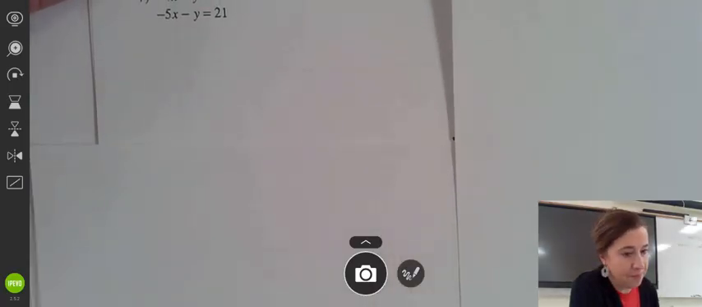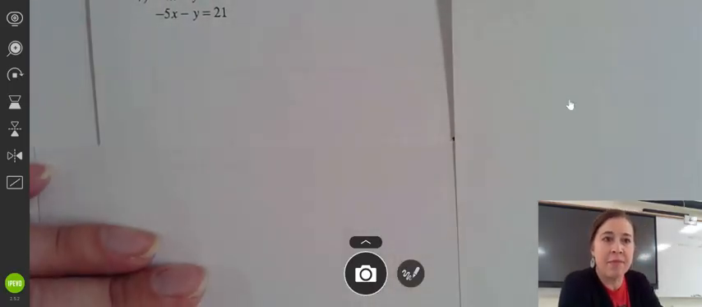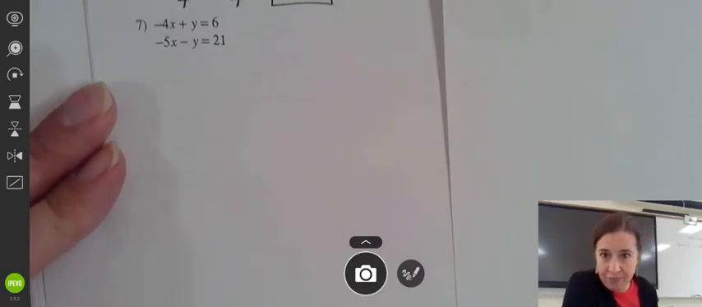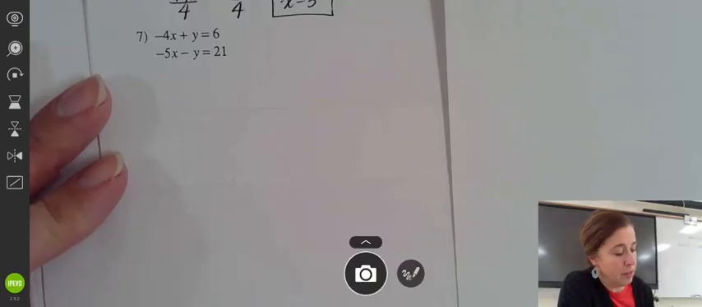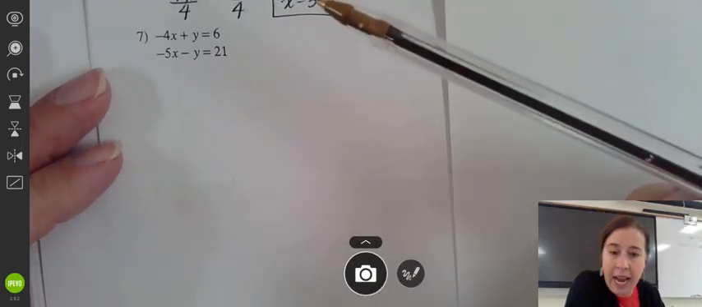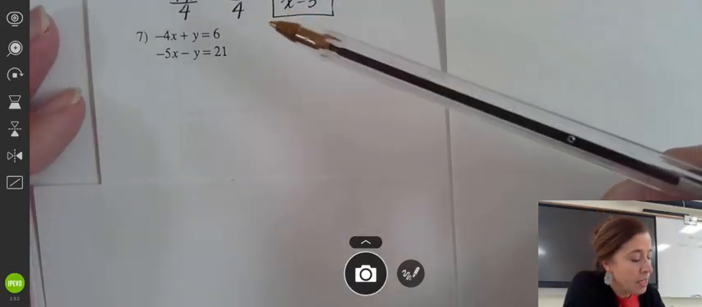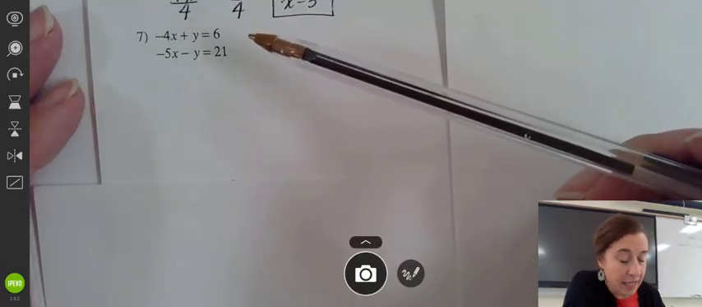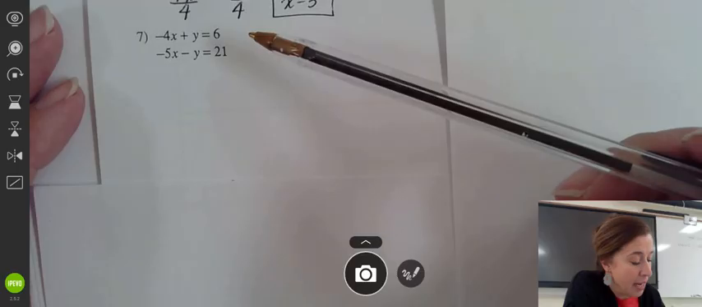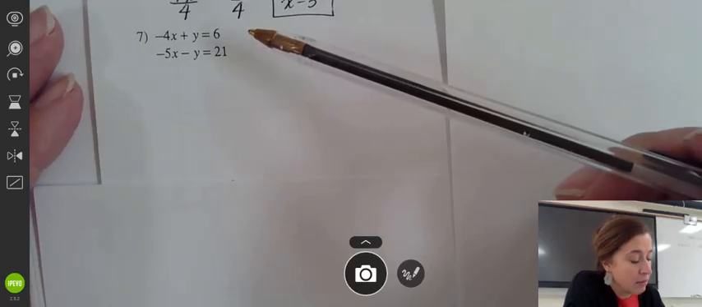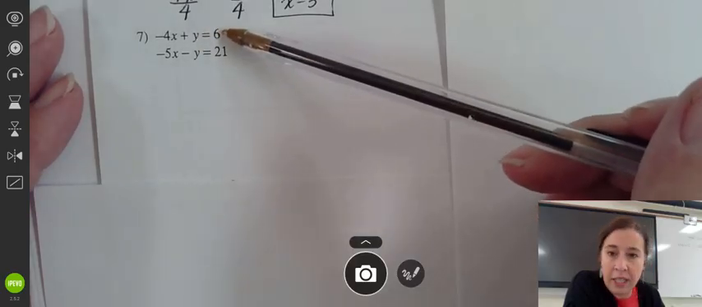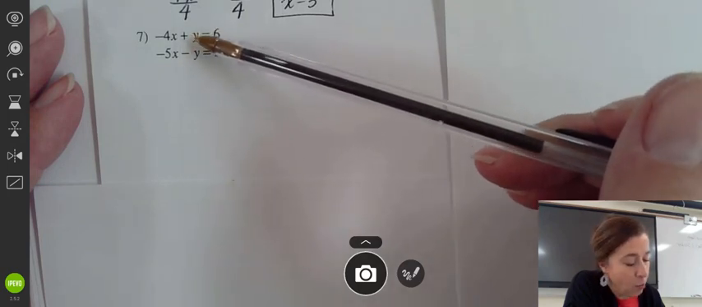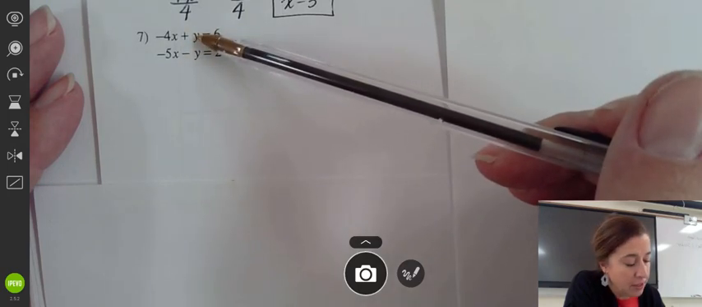Last one for today. Number 7. Here we have two equations, both with an x and a y. Neither equation has a variable isolated. Now I will say that I think the first equation is a little bit easier to solve for y, because it's a positive y, it doesn't have a coefficient.